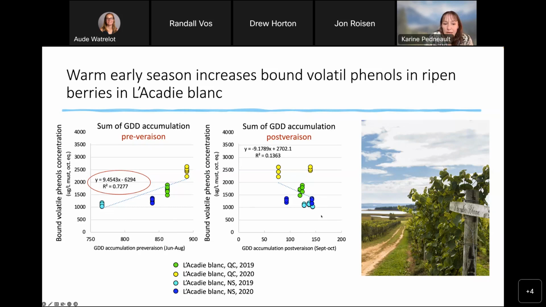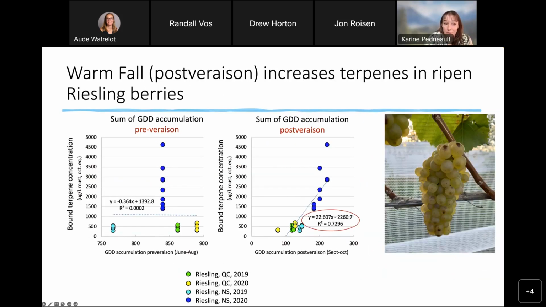On the other side, if you look at the same regression analysis with post-veraison accumulation of growing degree days, there's more or less no trend between the accumulation of volatile phenols and the conditions during post-veraison. In contrast, if you look at Riesling berries, there's more or less no impact of growing degree days during pre-veraison, but post-veraison conditions show a good regression: the more growing degree days you accumulate during post-veraison, the more likely you are to have higher levels of bound terpenes in your berries.